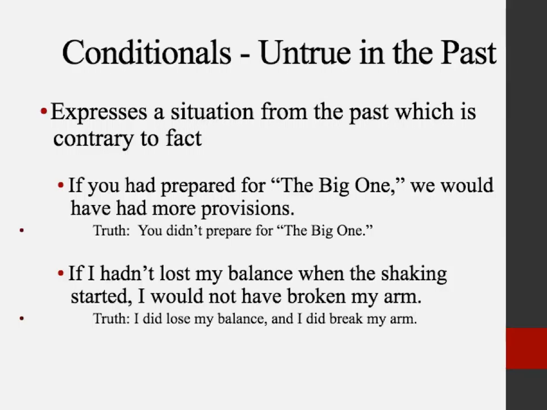Let's look at the second example. If I hadn't lost my balance when the shaking started, I would not have broken my arm. This sentence refers to an event that has already occurred, but the truth is that I did lose my balance, which we can assume caused a fall, which led to a broken arm.